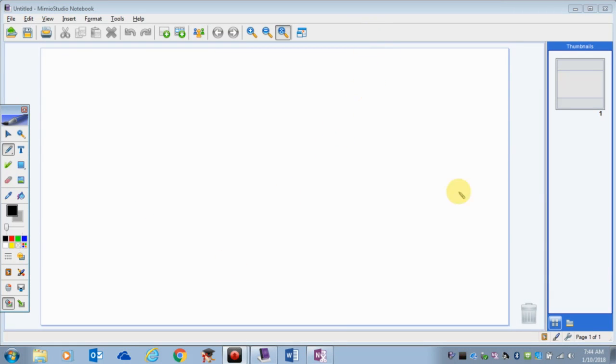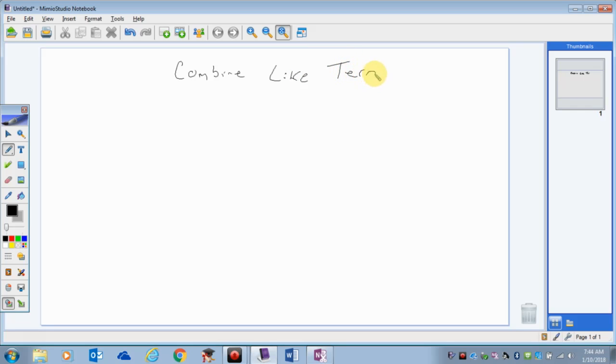Alright, today's lesson is pretty easy. We're still dealing with expressions. We're going to be combining like terms. So, combine like terms. So basically what you'll see is a different expression that will have different types of numbers in there.